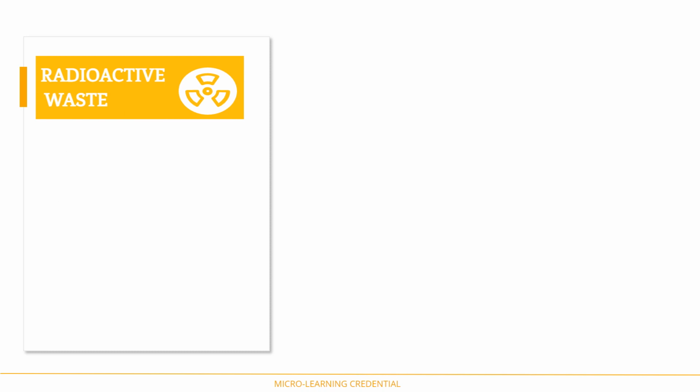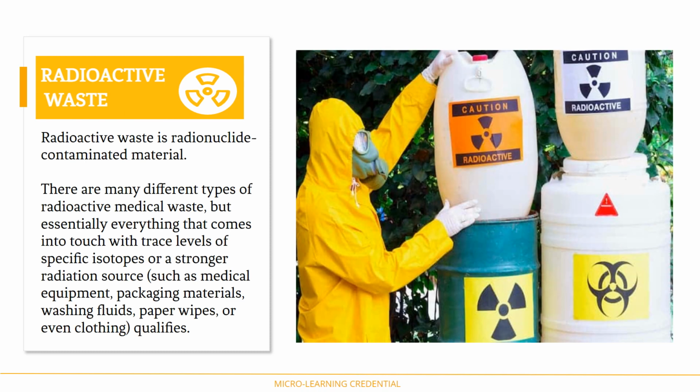Radioactive waste. Radioactive waste is radionuclide contaminated material. They are made as a result of techniques like in vitro tissue and fluid analysis, in vivo organ imaging and tumor localization, and a variety of investigative and therapeutic methods. There are many different types of radioactive medical waste, but essentially everything that comes into touch with trace levels of specific isotopes or a stronger radiation source, such as medical equipment, packaging materials, washing fluids, paper wipes, or even clothing, qualifies.